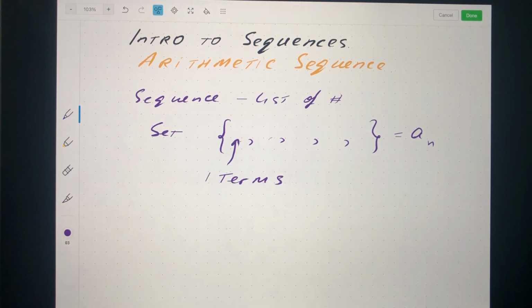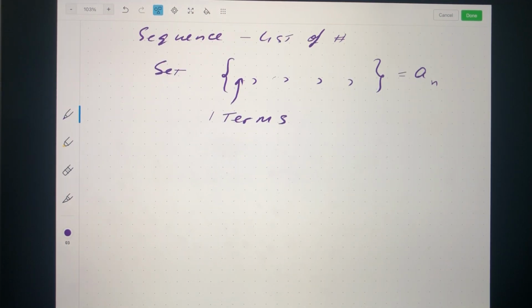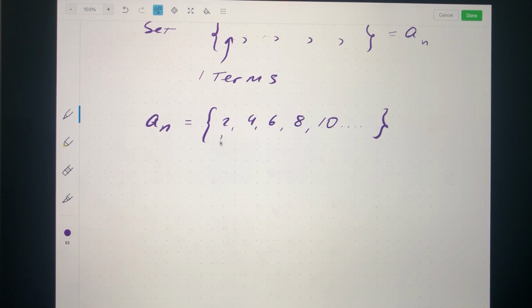So let's look at one example. Here is the sequence. We call it a sub n, and it is 2, 4, 6, 8, 10, and then this pattern continues. So we have a pattern of even numbers. The first number is called the first term, which is a sub 1. The second number is called the second term, which is a sub 2. The third, the fourth, the fifth, and so on, all the way to the n, however many there is.